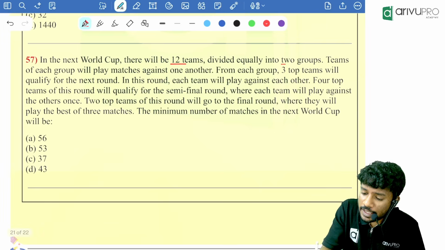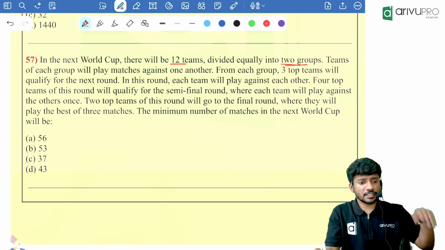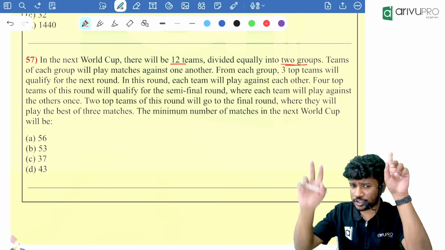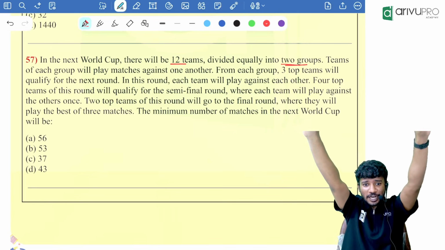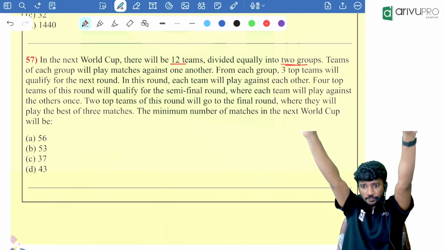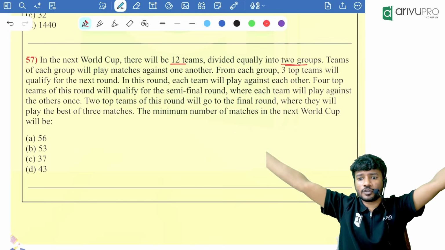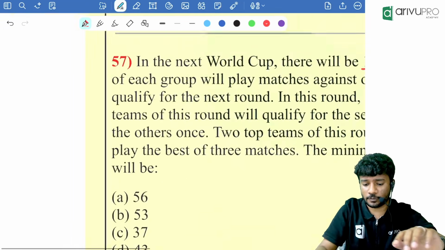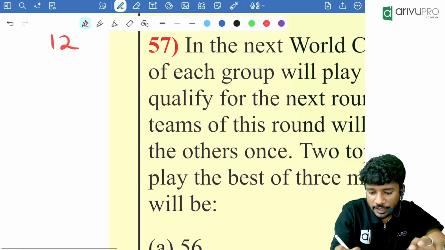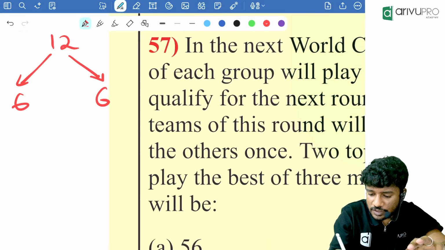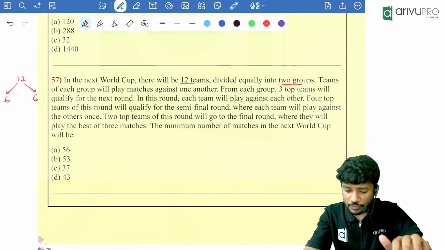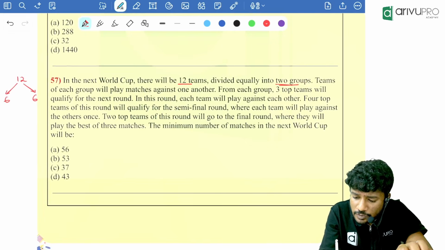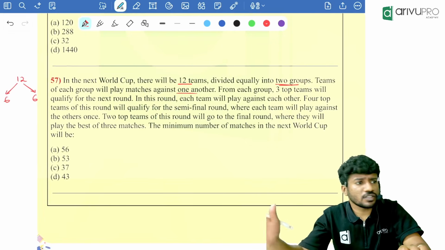Divided equally into 2 groups. So 12 teams are there in total. Everyone listen carefully. They are equally divided into 2 groups, so how many are there in both the groups? 12 are there in 2 groups, divided into 6 and 6 each. Then they will play matches against one another, against each other.